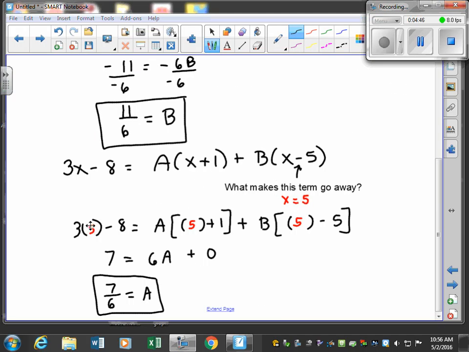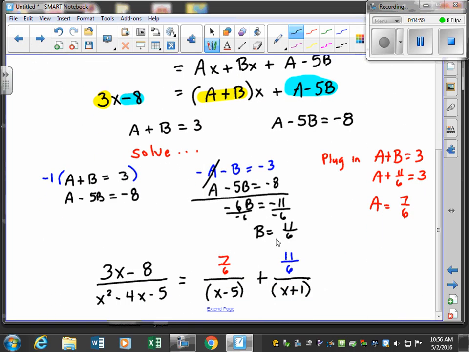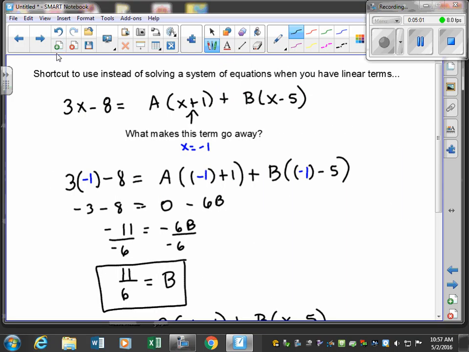Okay, so when we determine that, we plug 5 in. 15 minus 8, 7. Over here it simplifies to 6a. We get a 0 over there. Divide both sides by 6, and you can see that we got the exact same a and b values as we did using systems of equations, solving systems of equations.